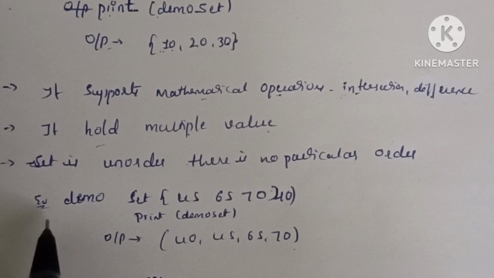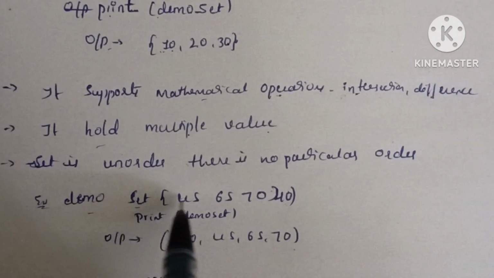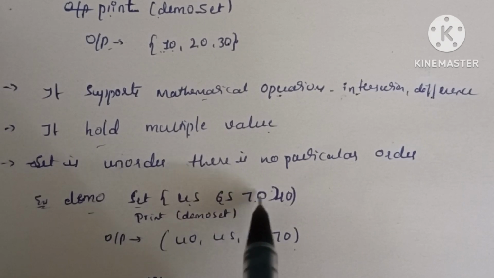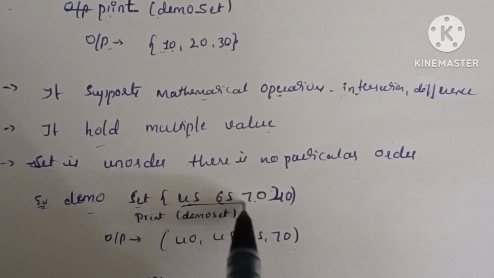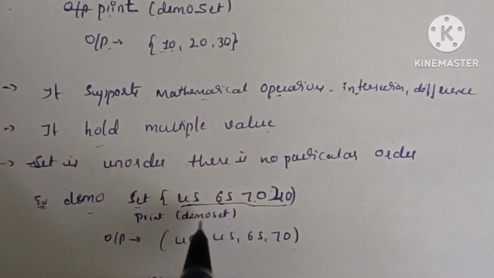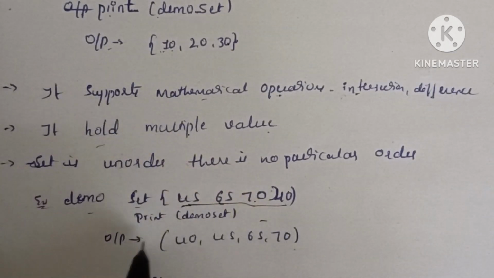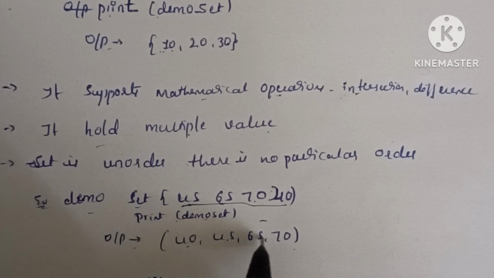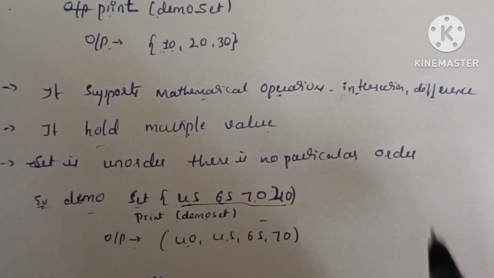I will show you with an example: demo set 45, 65, 70, 80. So you can see there is no particular order. So even if you print the demo set, the output also comes like that only, 40, 45, 65, 70, like that only.